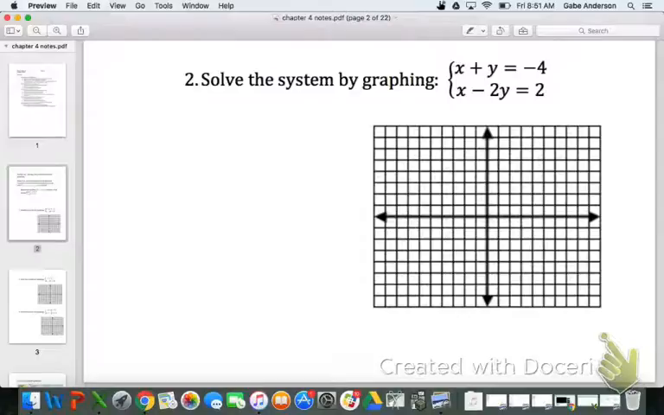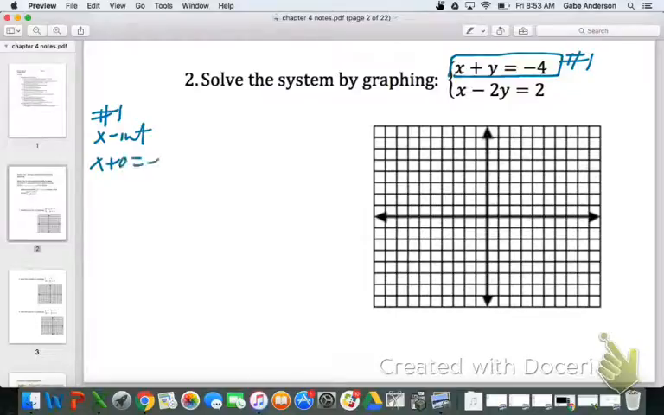What we're actually looking for. So this right here is one line. I'm going to call it line number 1. So for line number 1, I'm going to have an x-intercept and a y-intercept, right? To find the x-intercept, you plug a 0 in for y. So it'd be x plus 0 equals negative 4. Well, that's pretty easy, right? That's just negative 4. Okay, so I'm going to go to my graph. My x-intercept is negative 4. So 1, 2, 3, there it is.